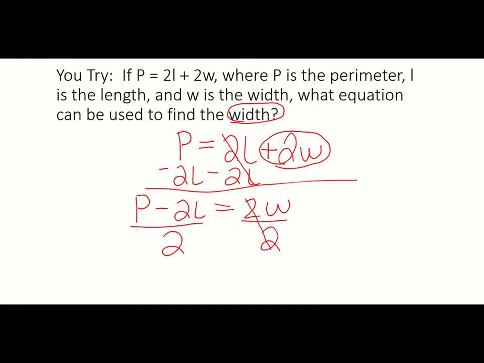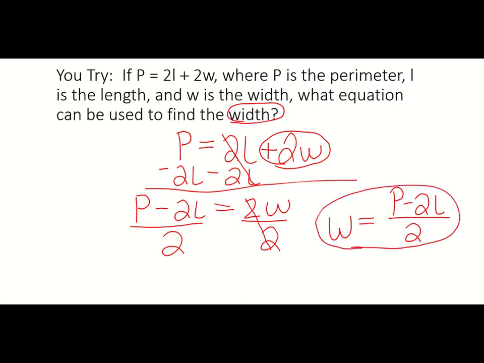So on the right, the 2's cancel. I'll have that the width is equal to, and you can keep this as one big fraction, the perimeter minus 2 times the length divided by 2. And that would be acceptable. If you chose to split this into 2 separate fractions, then you would have the perimeter divided by 2 minus the length, since the 2's would cancel. Either one of those would have been an acceptable answer for this problem.